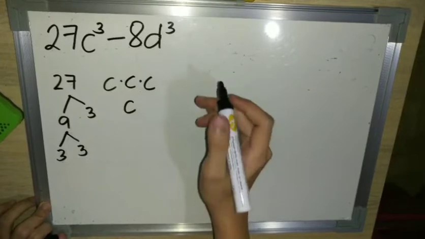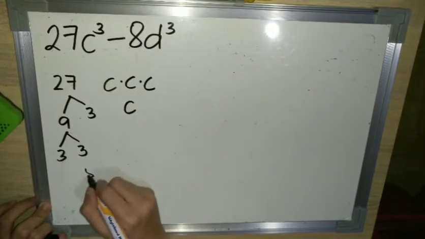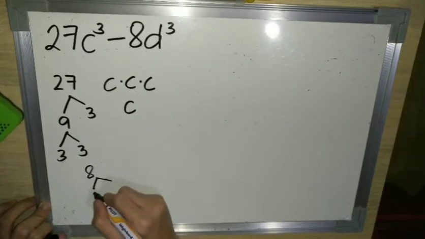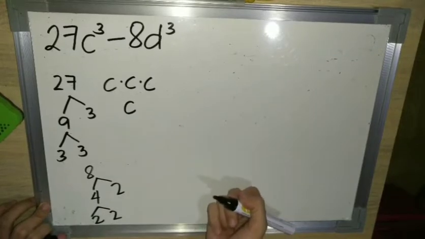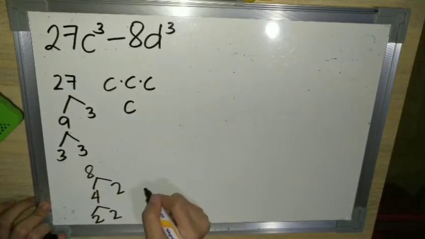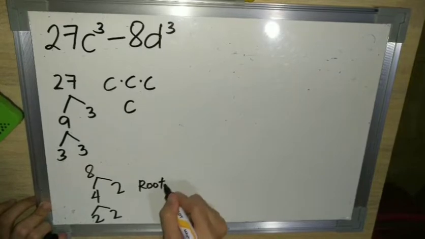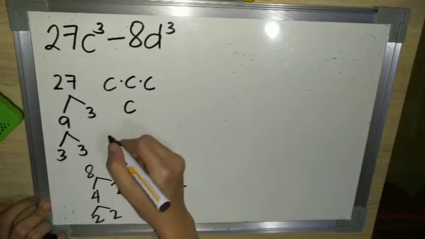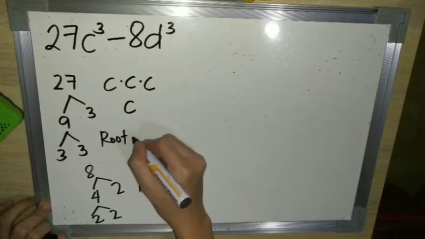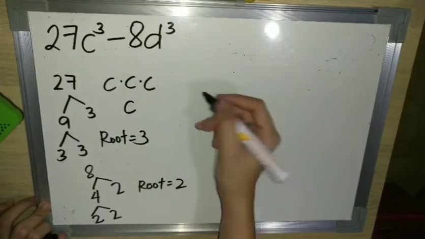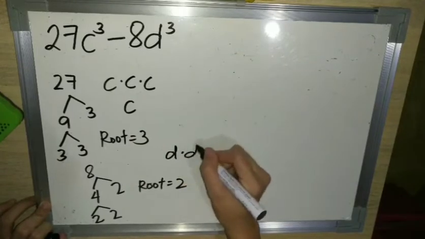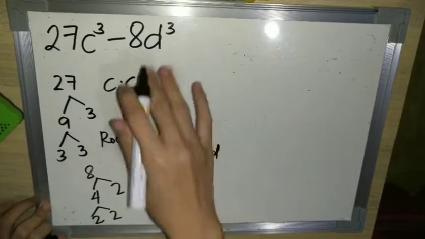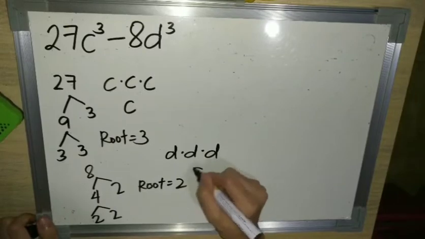For the 8d cube naman po, we have the 8. Ang 8 po ulit ay 4 times 2. And then ang 4 po natin ay dalawang 2. That's why ang root naman natin kay 8 is 2. Kay 27 we have 3. And then kay d cube, kung ganun din yung kay c, of course, it is d times d times d. That's why our root for the d cube is d.